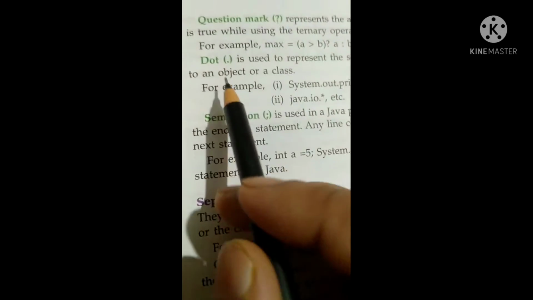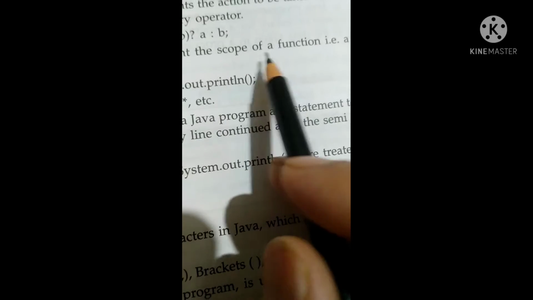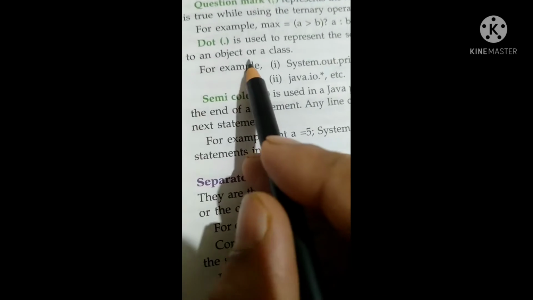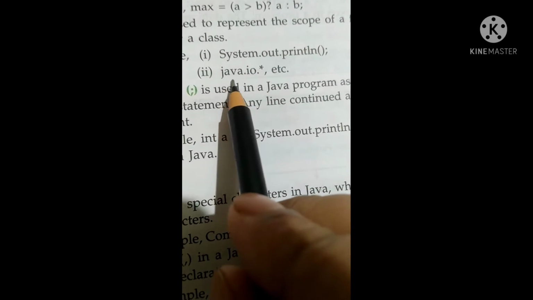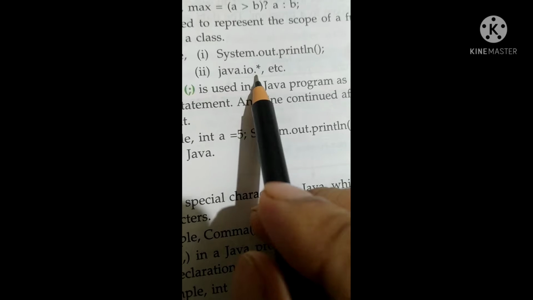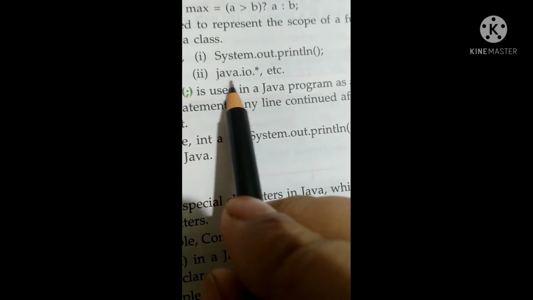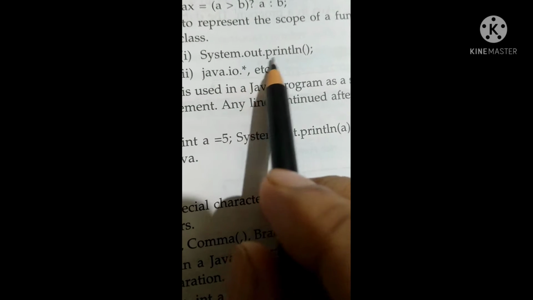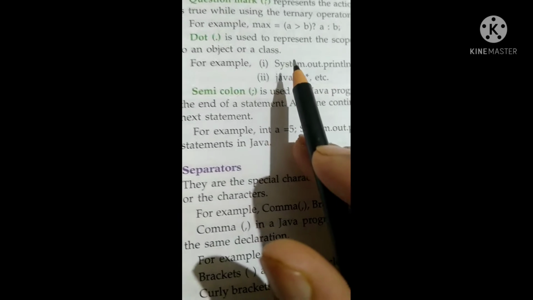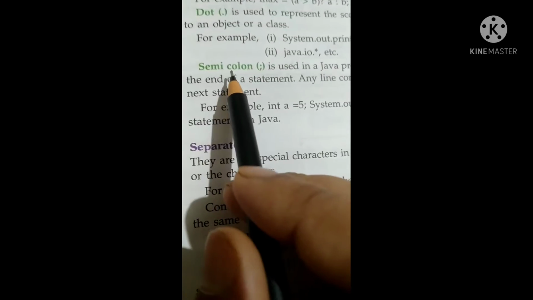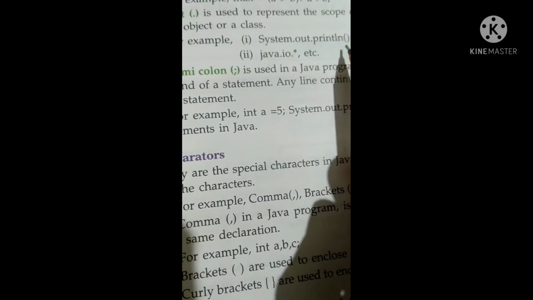Dot is used to represent the scope of a function belonging to an object or a class. Here, for the class type, java dot io dot asterisk, this is a package. System dot out dot println: here we are using dot in a statement. So we represent dot in so many places in Java.